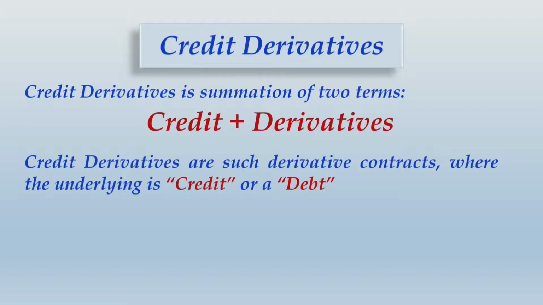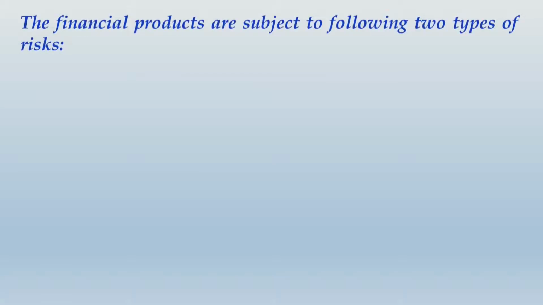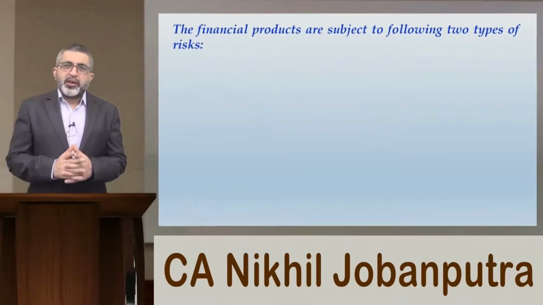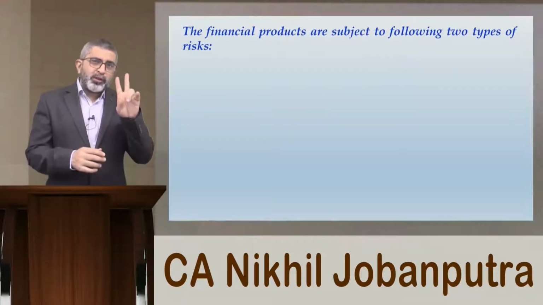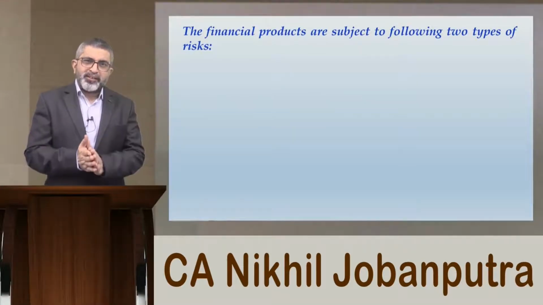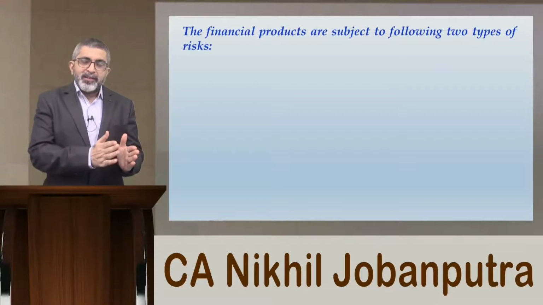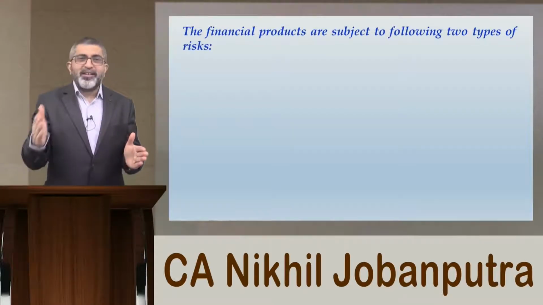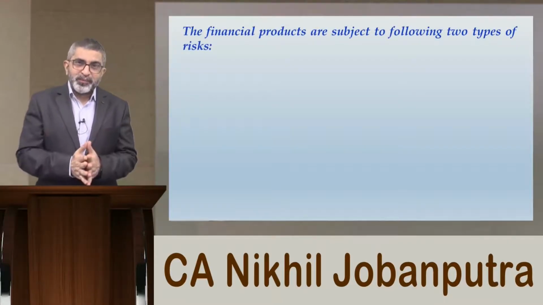Alright friends, once you have completed writing this heading and this definition, let me now take you to the next very important discussion. The financial products are subject to the following two types of risks. Any financial product is generally associated with two typical types of risks. One is the market risk and another is the credit risk.